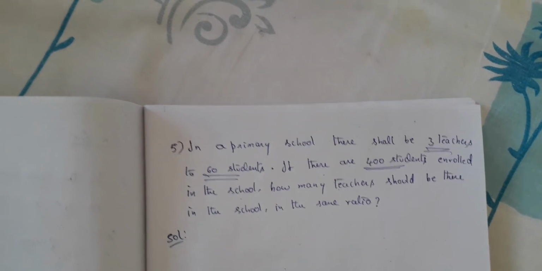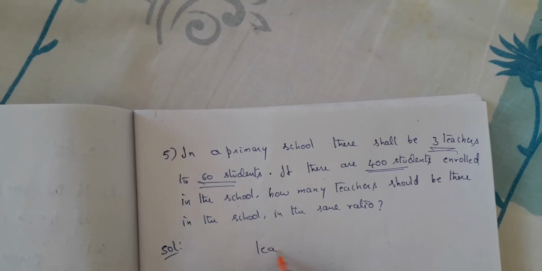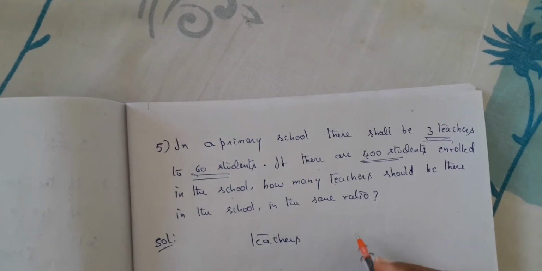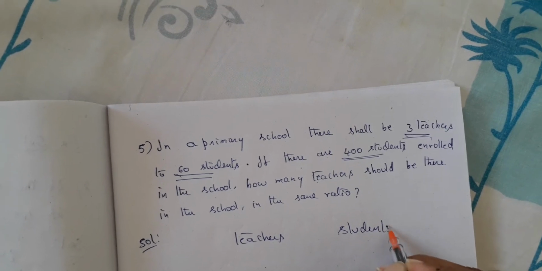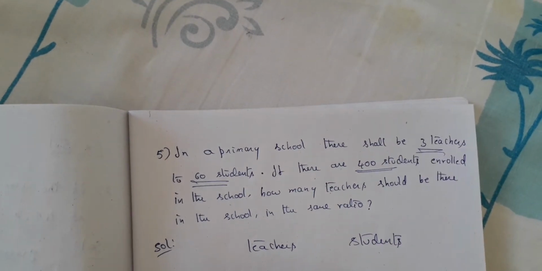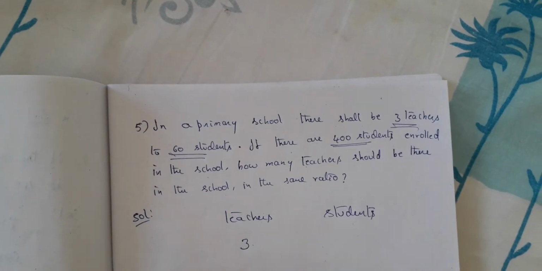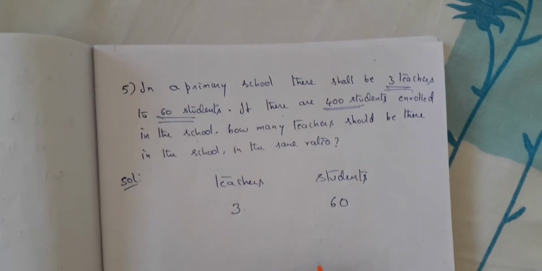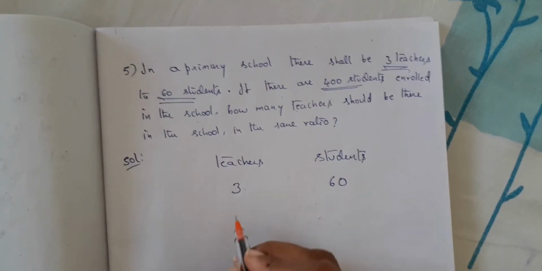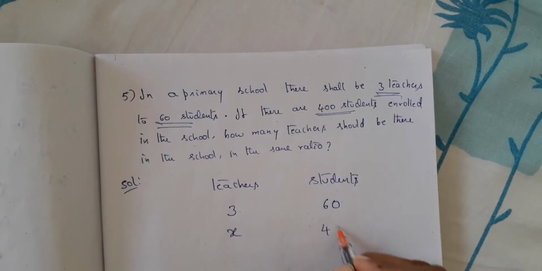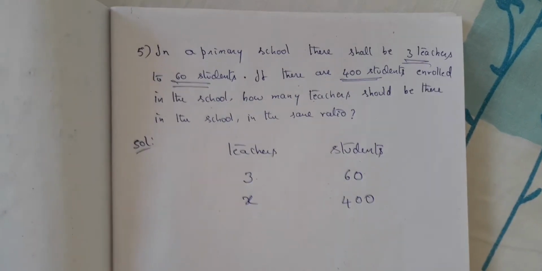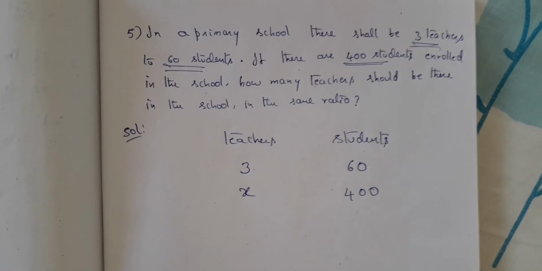So what you have to do, the simplest thing, is write like this in a tabular form. Teachers, students. How many teachers are there in the first case? 3 teachers. How many students? 60 students. What is the second case? Do you know the teachers? No, x. How many students are there? Yes, 400 students are enrolled. So this is how you are supposed to write.